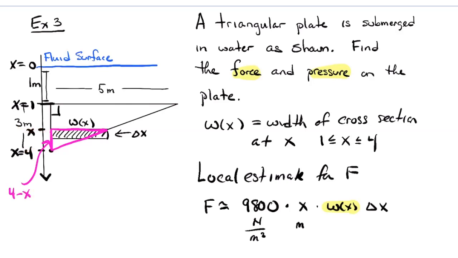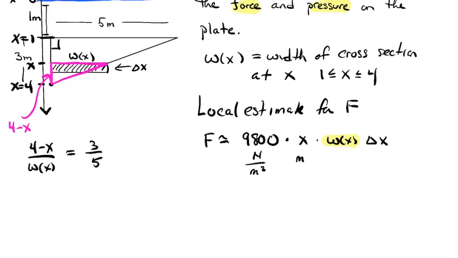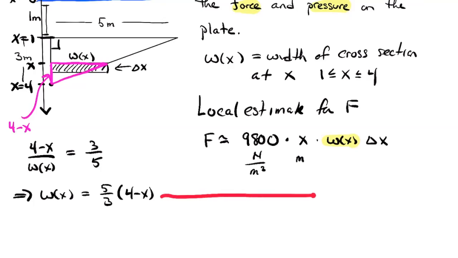So by similar triangles, I can write that 4 minus x, its ratio to this w of x, has to be the same as the ratio of 3 to 5. Okay, so if you solve that for w of x, what do you get? I don't know if you like to think about it as cross multiplying, but w of x is 5/3 the quantity 4 minus x. Okay, so that's what goes into my local estimate over here.